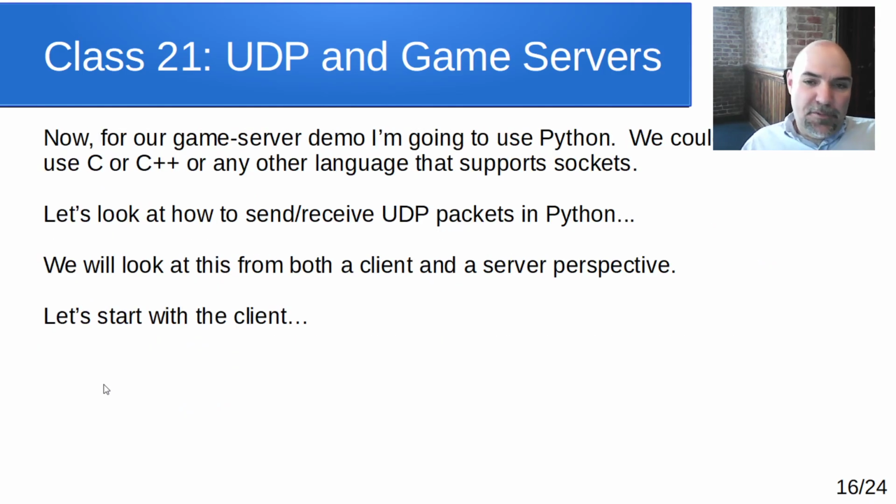Okay, so for our game server demo that I'm going to write some code for, I'm going to use Python, because that's going to allow us to focus on the higher level concepts without writing all of the low level UDP code. But note that we could, however, use C and C++ or any language that supports sockets. We just have to be able to create a socket, call sendto, call recvfrom, and close the socket.